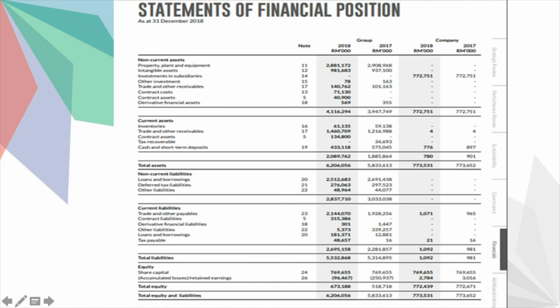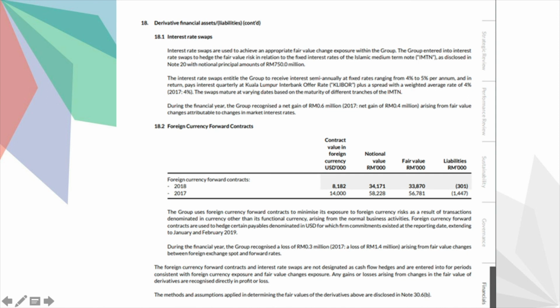Also in the non-current liabilities, we can see the derivative financial liabilities is one of the hedge items. Also note 18, which is 301 in 2018 and 1,447 in 2017. Okay, we go to note 18. It uses the interest rate swaps.